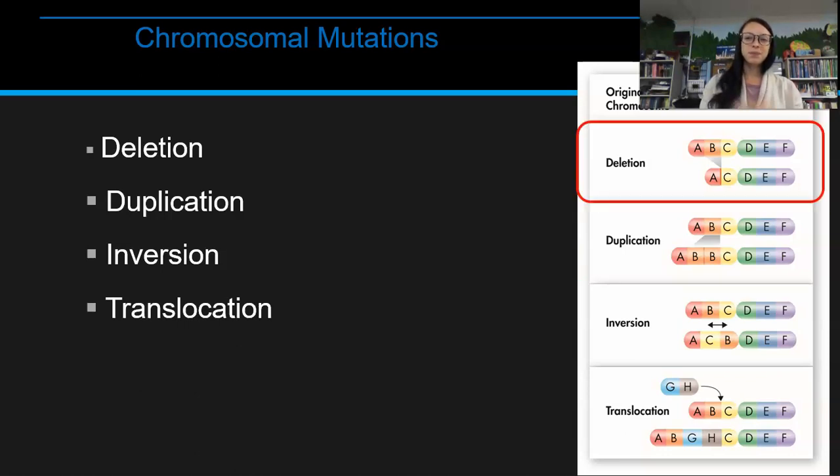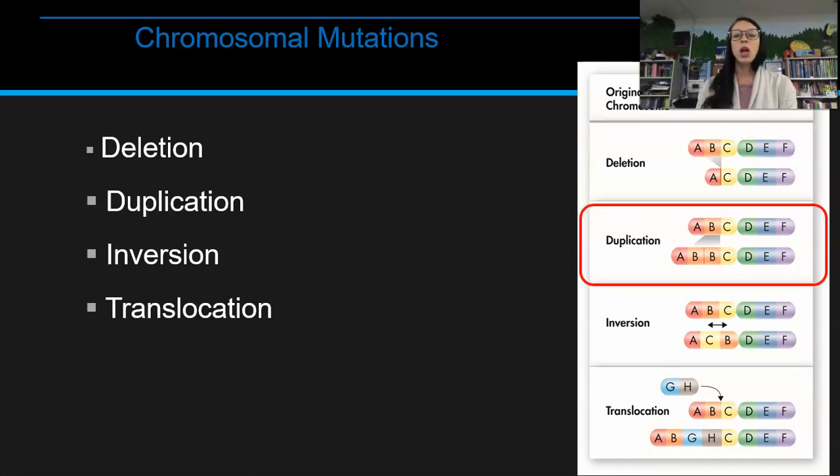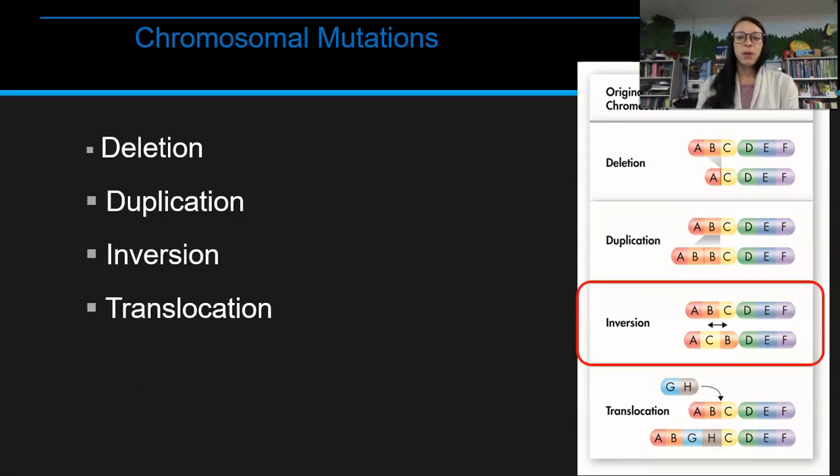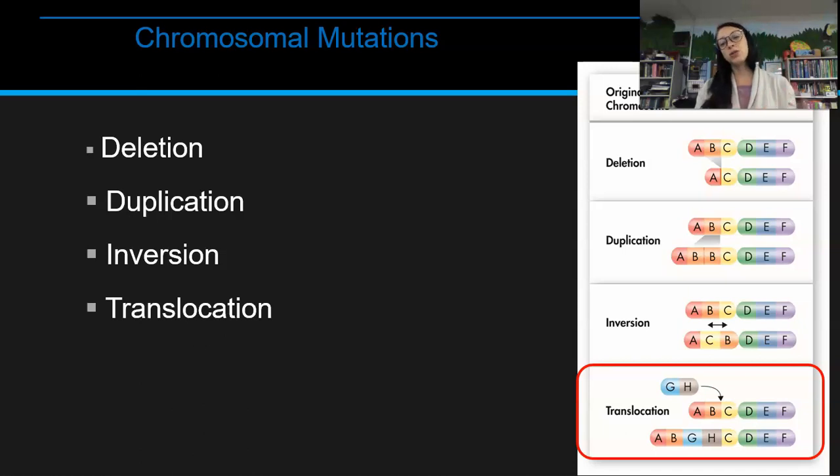So a deletion, there you've completely deleted the B segment of your chromosome. With a duplication, we've replicated the B segment of the chromosome. With an inversion, we've swapped the B and the C segments. And in translocation, we've completely removed one section of a chromosome and put it into a new chromosome.